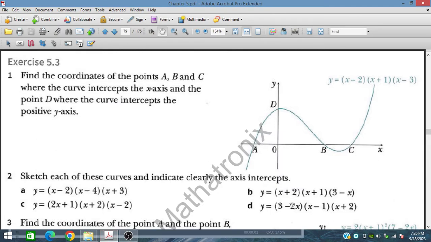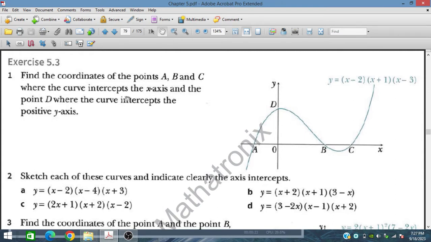Bismillahirrahmanirrahim. In this session, we will discuss exercise 5.3 from the additional mathematics course from the book of Sue Pemberton. And in this session, we will discuss exercise 5.3 and solve the problems.